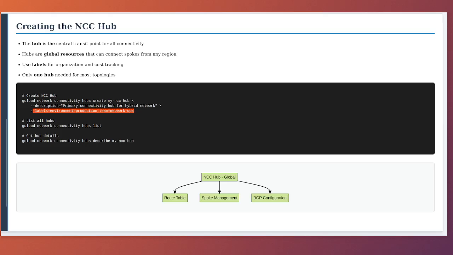In our example, we use labels environment=production and team=network-ops. These labels can later be used to filter resources in queries or apply organization policies.